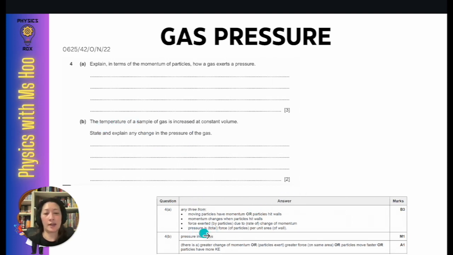So you can mention that there is a greater change of momentum, or that the particles exert a greater force, or that particles move faster, or that particles have more kinetic energy.